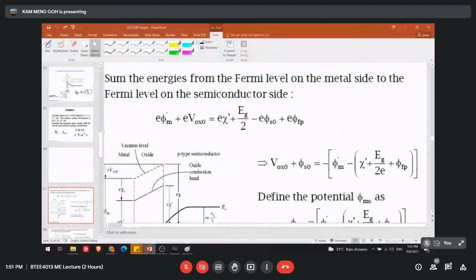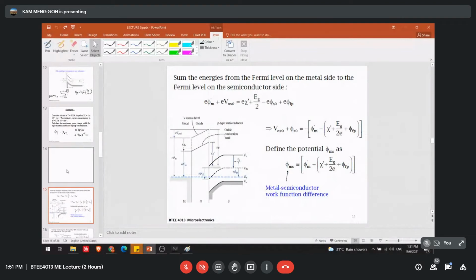Let's see what we are going to do with all these things. Here, we sum all the energies from the Fermi energy level on the metal side to the Fermi energy level on the semiconductor side. So basically, what we have to do is sum the energy levels, and all this gap will be equal to all the gap over here. Okay, what he mentioned is something like this.